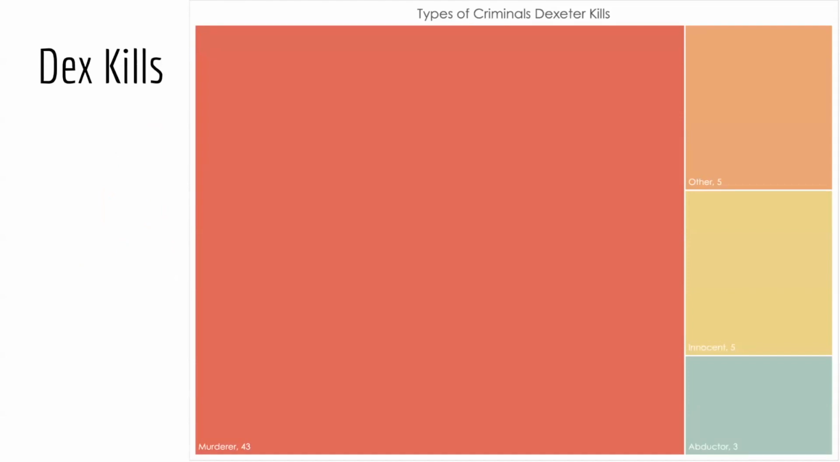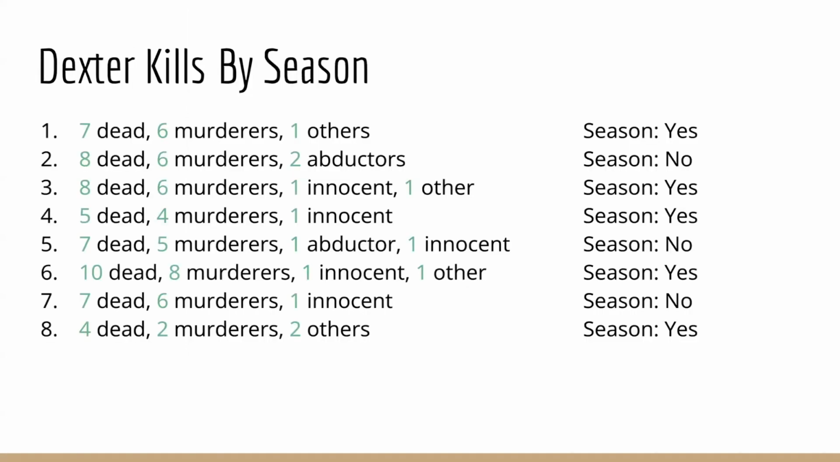His whole code is killing people who are criminals or who are harming others, and so therefore most of them are murderers. And 77% of the people he kills on screen were murderers. These are his kills by season.